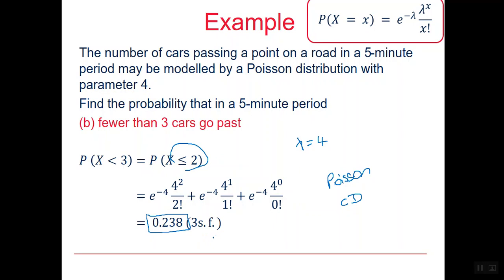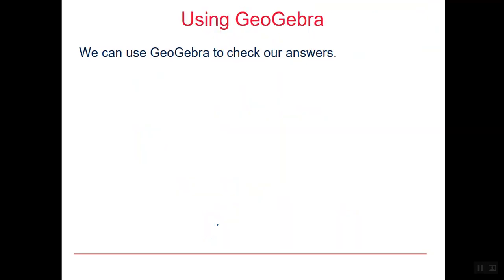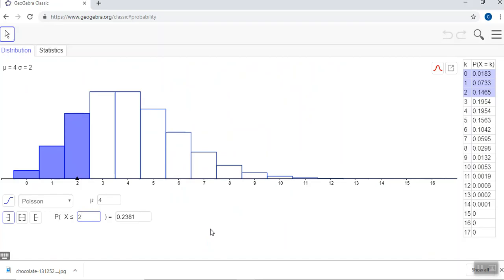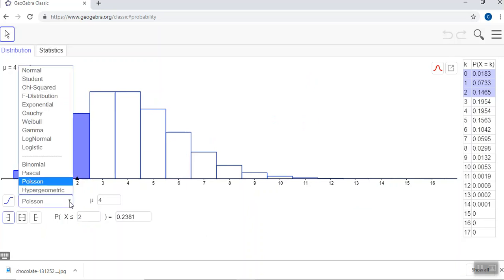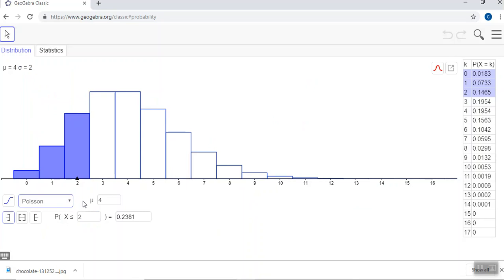Now it is useful to look at GeoGebra to both check our answer and to make sense of what's happening here. Okay, we're now in GeoGebra and we've selected to be in Poisson. Remember in GeoGebra they use mu rather than lambda, but this is our parameter. So I've entered in 4 because we were told that our parameter is 4, and we're interested in finding out what's the probability that fewer than 3 cars pass in these 5 minutes.